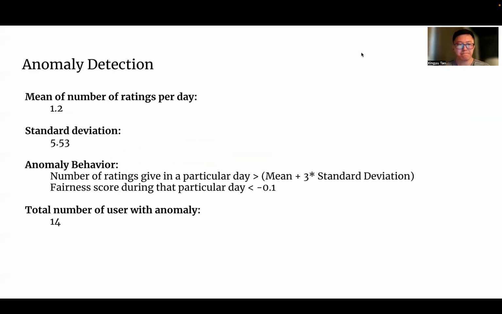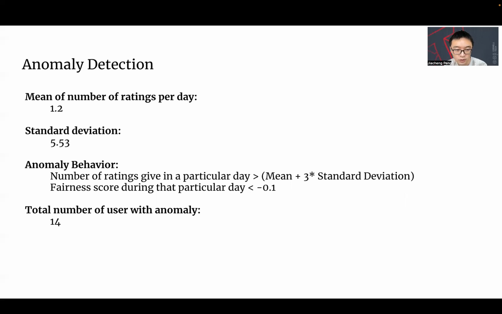Besides the goodness and the fairness score, we also have a metric for anomaly detection. As a metric introduced previously, the number of ratings a user gives per day has a mean of 1.2 for a particular user, and the standard deviation is 5.53. We define an anomaly behavior as when the number of ratings given by a user in a particular day is greater than the mean, which is 1.2, plus 3 times the standard deviation, which is 5.53.